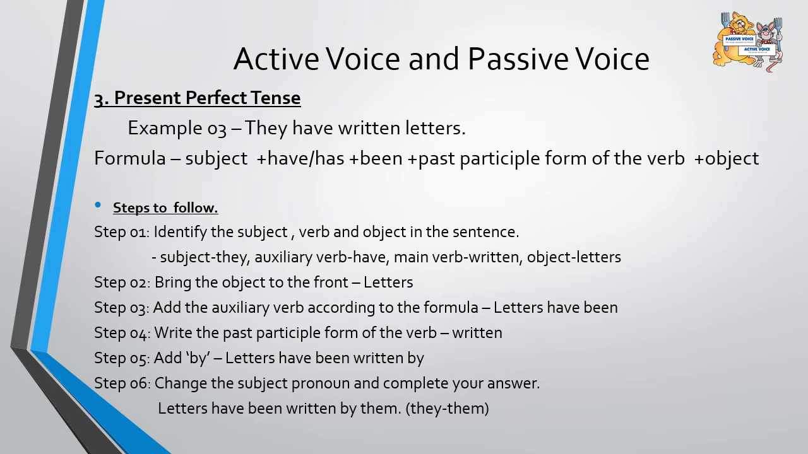Now the answer is letters have been. Step 4. Write the past participle form of the main verb, that is written. Now the answer is letters have been written. Step 5. Add by. Now the answer is letters have been written by. Step 6. Change the subject pronoun and complete your answer. The complete answer is letters have been written by them. Here the subject pronoun they becomes the object pronoun them.